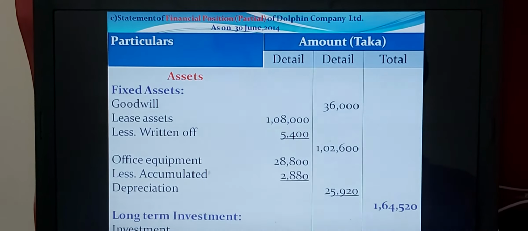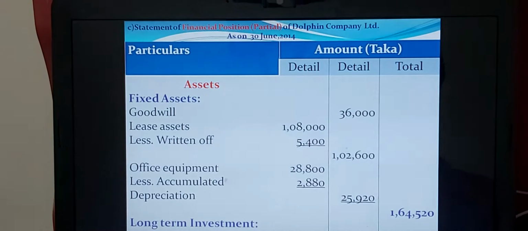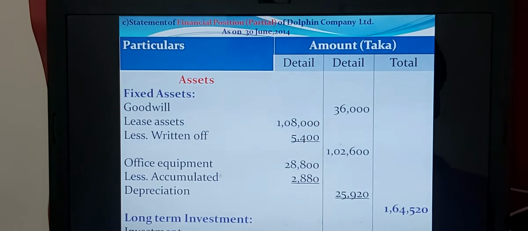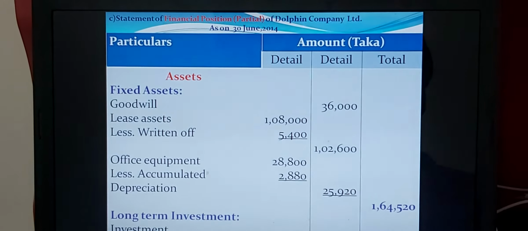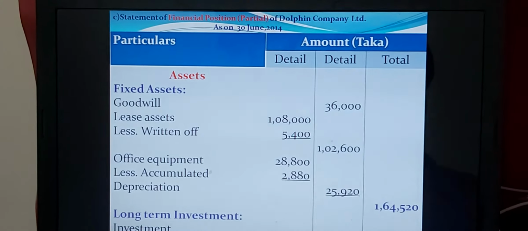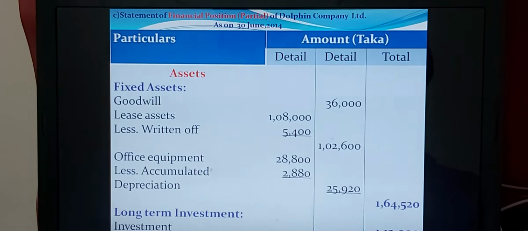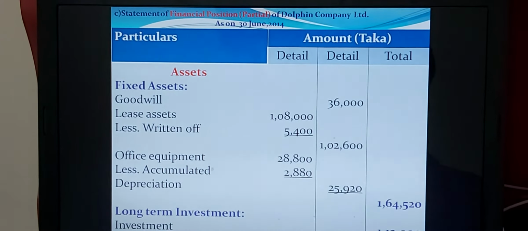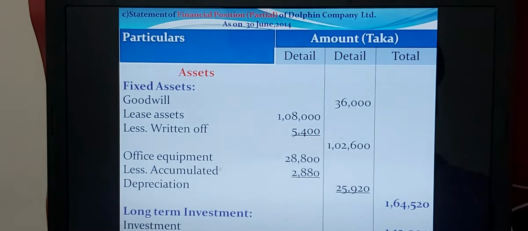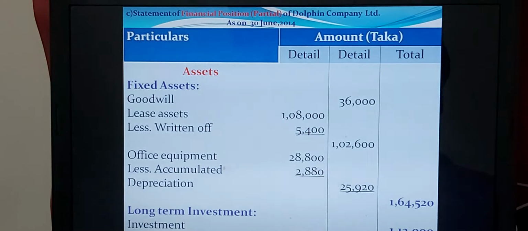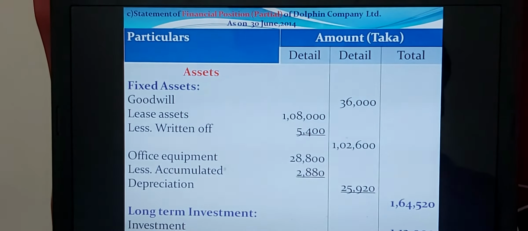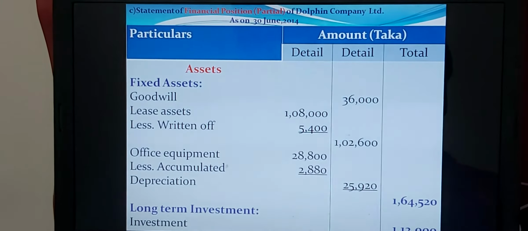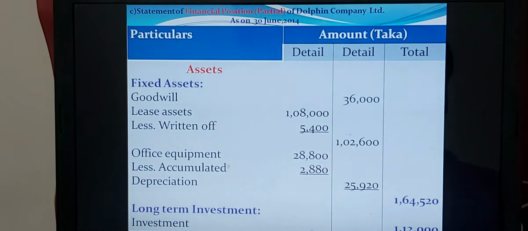Goodwill amount 36,000 from trial balance. Second amount, lease assets 1,08,000, but in this lease asset, one adjustment is available. We have already written in the first requirement, lease asset return of 5,400. It will be deducted from the amount of lease assets. So you can get 1,02,600 and take in middle column.